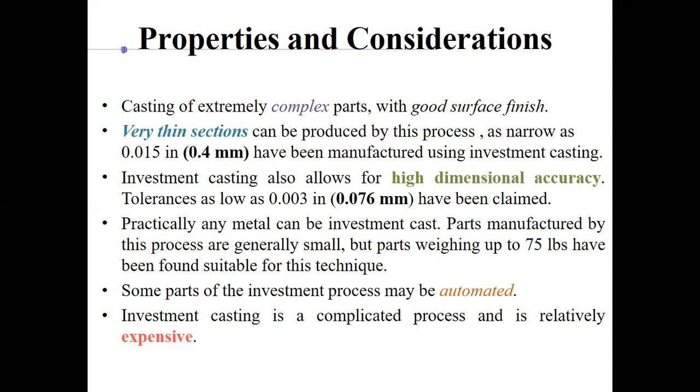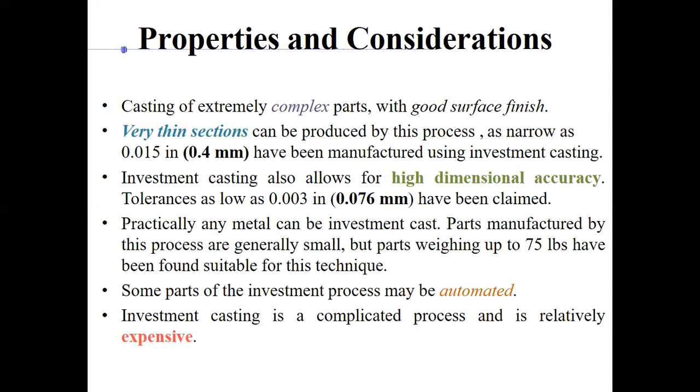Practically any metal can be investment cast. Parts manufactured by this process are generally small, but parts weighing up to 75 pounds, which is basically how much? 37 kg or something, right? Even those have been made.